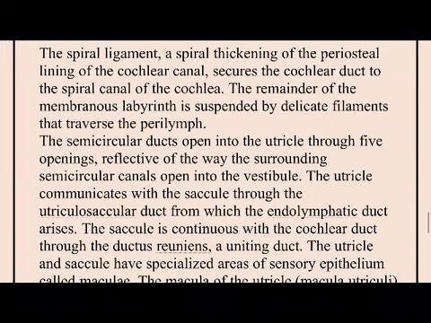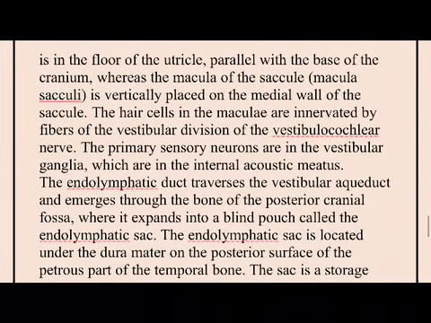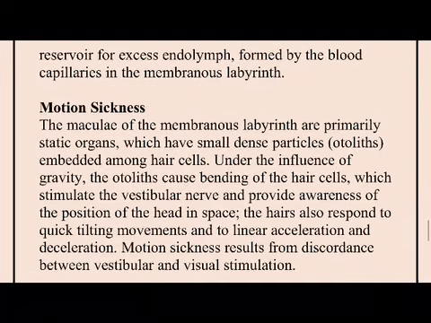So the endolymphatic duct traverses the vestibular aqueduct, and the endolymphatic duct emerges through the bone of the posterior cranial fossa. Here it expands into a blind pouch containing the endolymphatic sac. The endolymphatic sac is located under the dura mater on the posterior surface of the petrous part of the temporal bone. The endolymphatic sac is actually a storage reservoir for excess endolymph that is formed by blood capillaries in the membranous labyrinth.